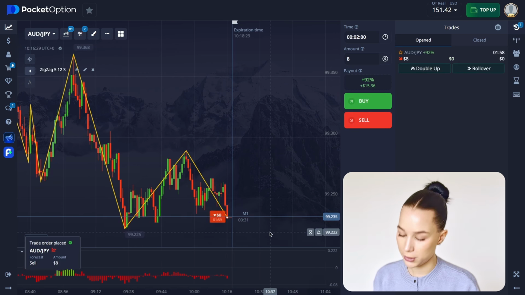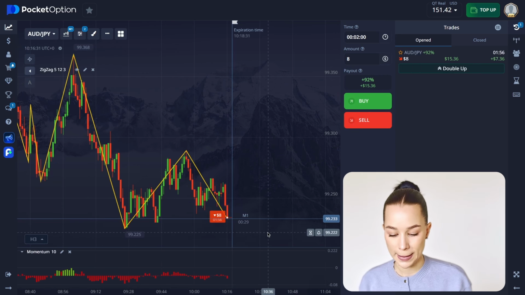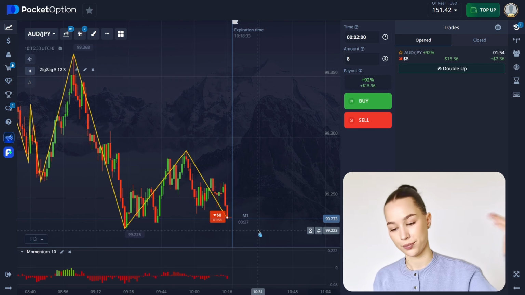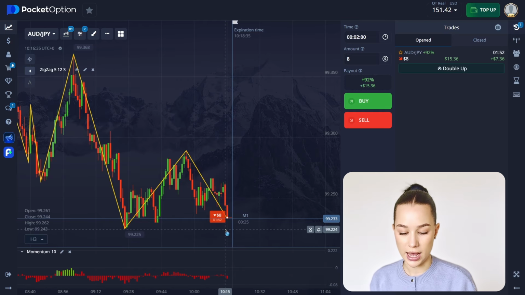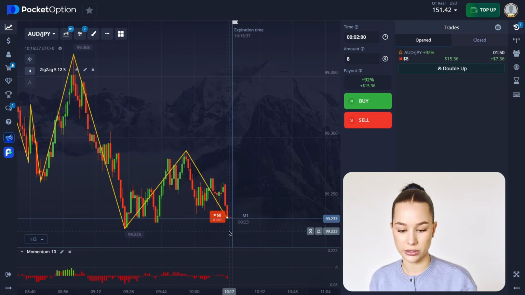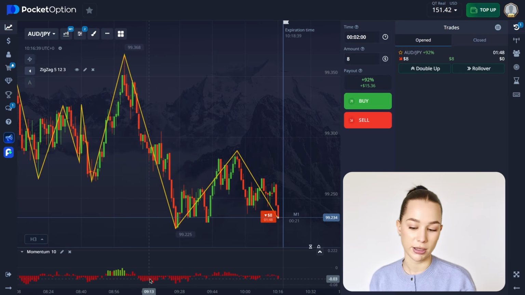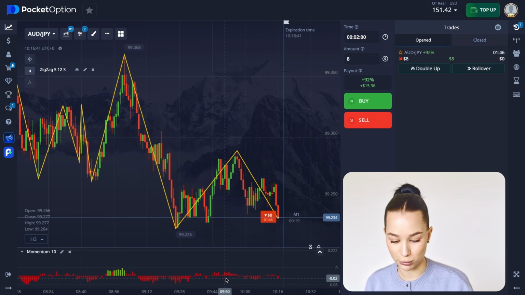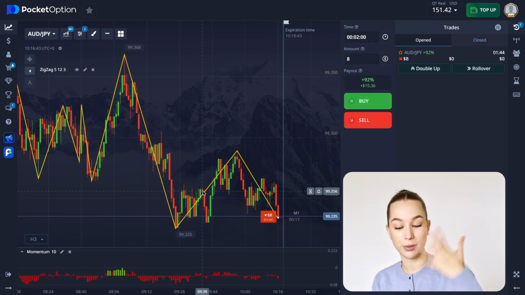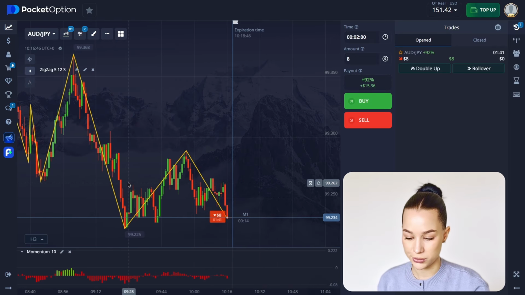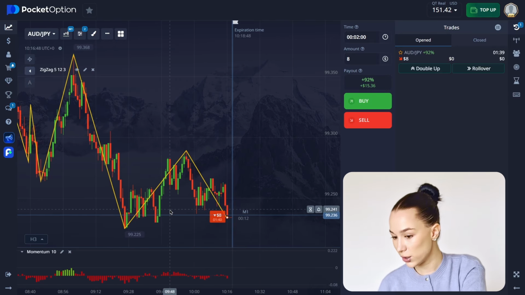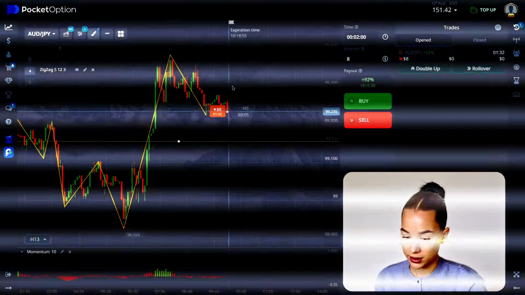And here's a pretty good one. We open here a sell trade for 2 minutes. By the zigzag, we can see the sell signal, and we still have some time and distance till the previous support level. By the momentum, we can see a lot of red pin bars above and below the 0 level. So it's definitely a pretty strong downward trend here. So let's wait for the result.